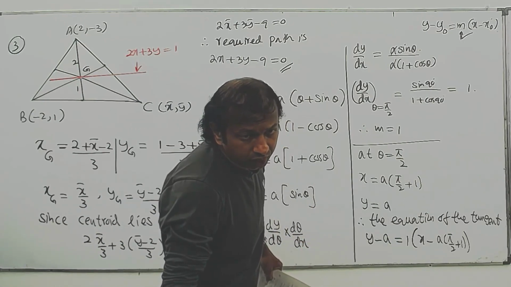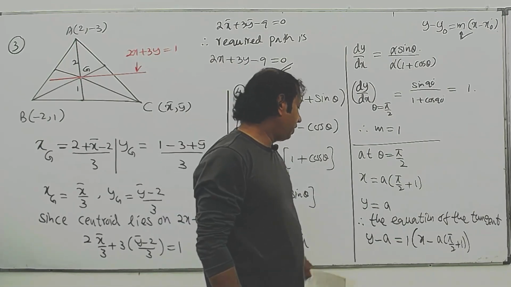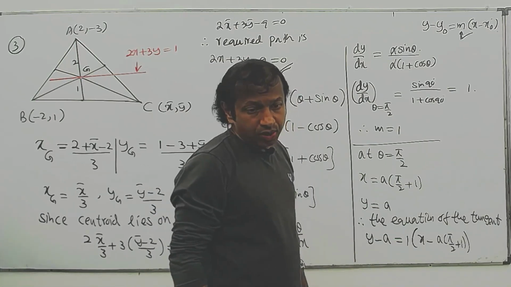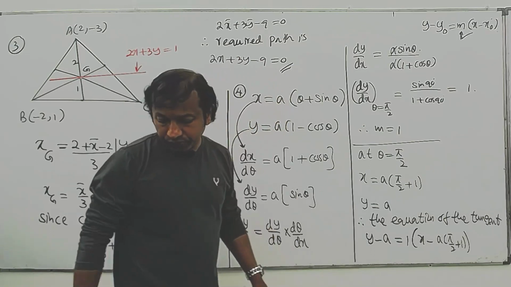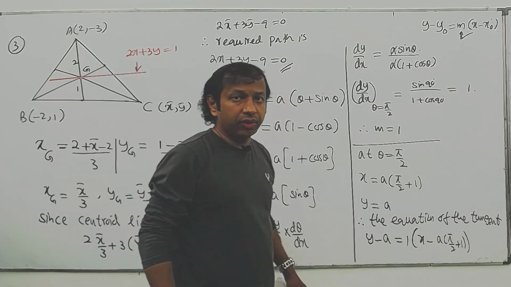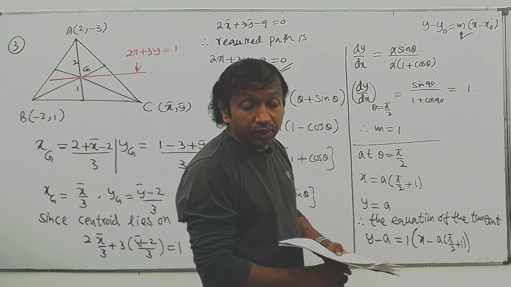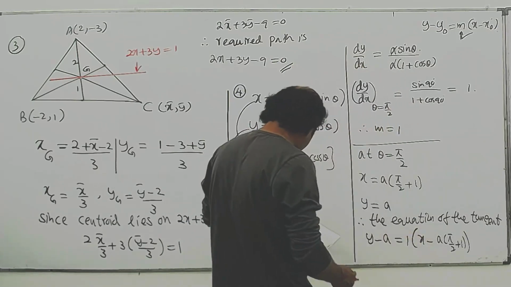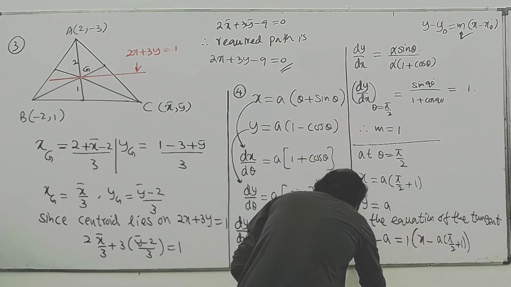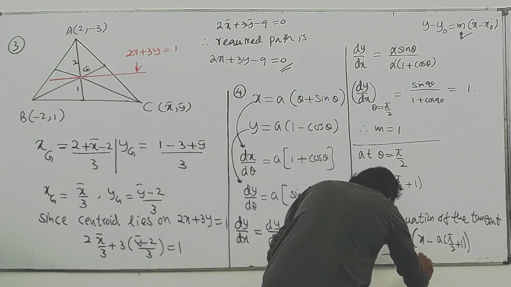Someone is asking, can you explain why you differentiate it? We differentiate it to find dy by dx. To find dy by dx only, we differentiate it, because we need the gradient. We know the geometrical meaning of dy by dx is the gradient. That we did. So once you simplify this, people, we get this answer: 2y minus 2x plus a pi equals 0.